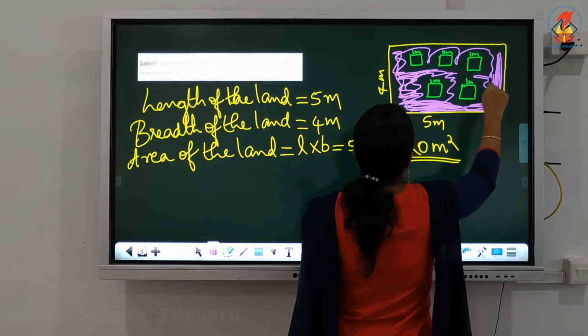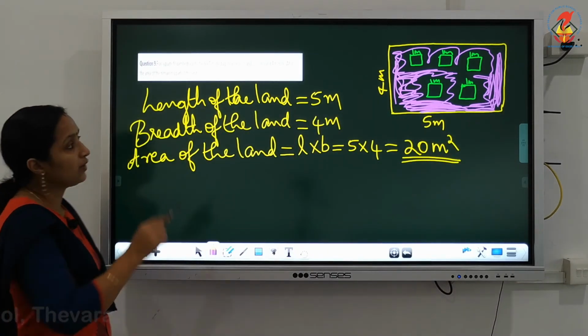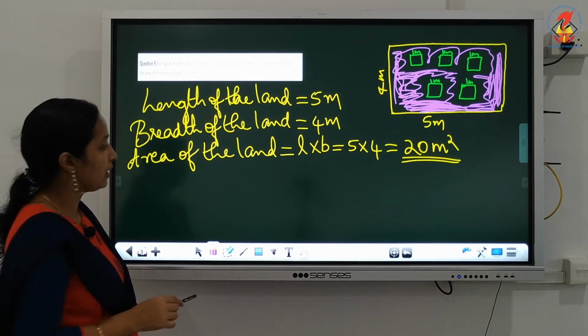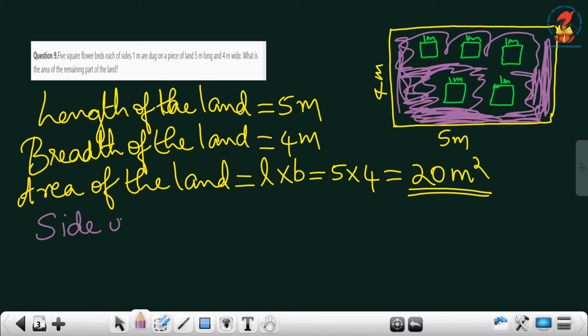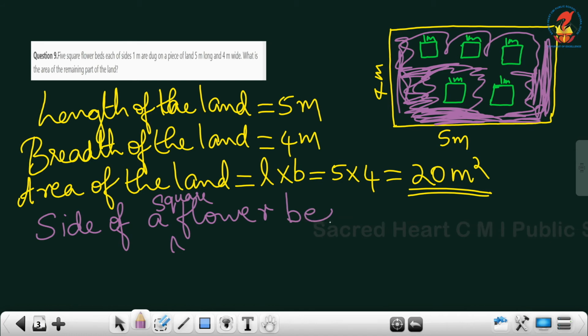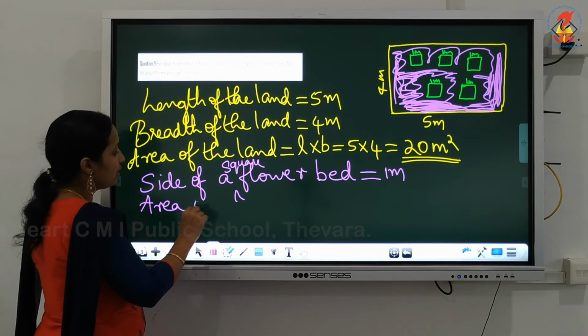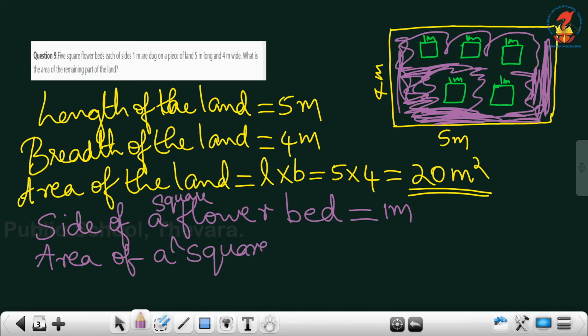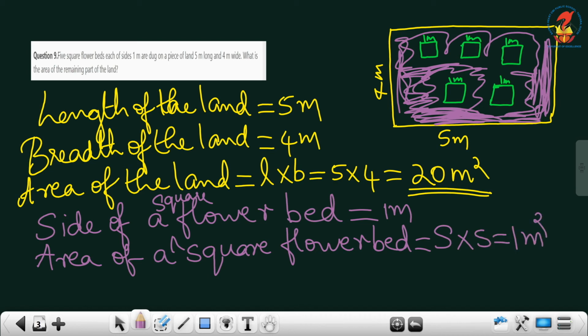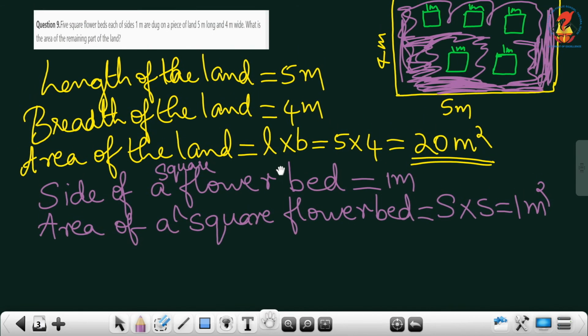Okay, children, we have to find the area of this remaining part of the land. And 5 square flower beds are dug on that land. So what is given in the question? Side of a square flower bed is given. What is the side of a square flower bed? 1 meter. If you know the side, how will we find the area of a square flower bed? Side into side. That means 1 into 1. What is the answer? 1 meter square. So we got the area of 1 square flower bed.